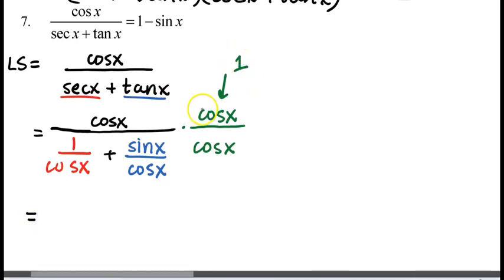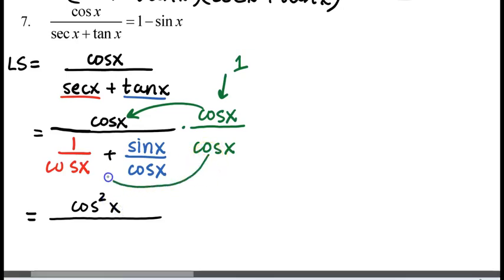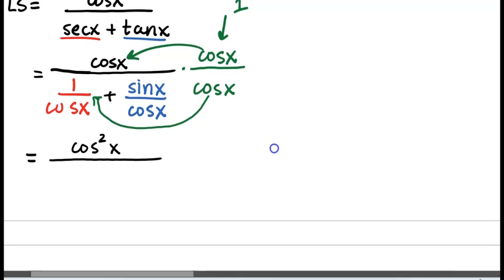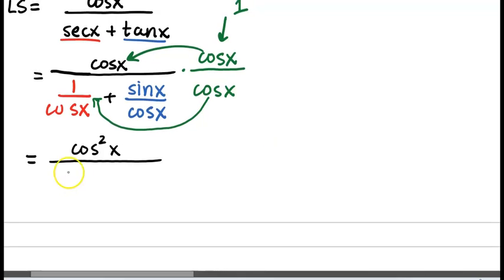So I will have to distribute the cosine x to the cosine x that's in the numerator already, which will give us cosine squared. And then the cosine x in the denominator gets distributed to the 1 over cosine, which would cancel and leave us with a 1. And then the cosine x gets distributed to the sine over cosine in the denominator. The cosines will cancel and leave us with a sine x. So this is what we have here.